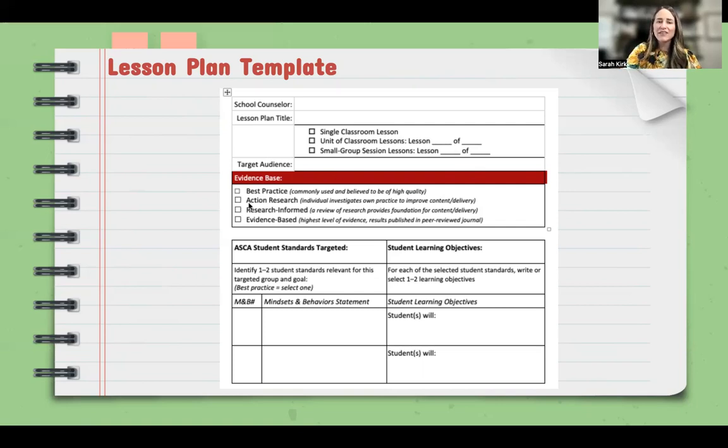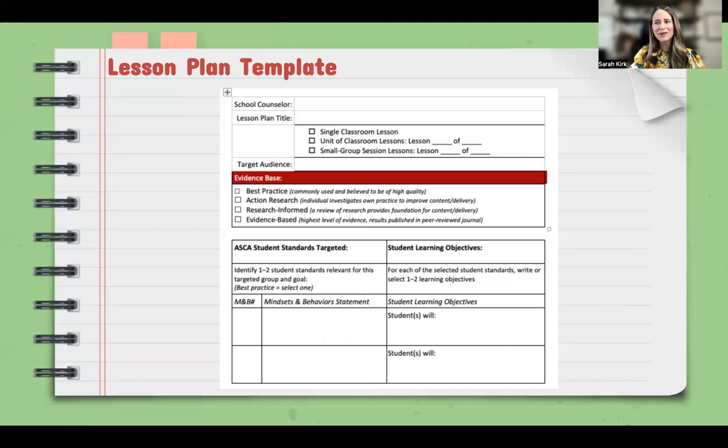Then we're going to identify the evidence base. So hopefully we're using a research-based or evidence-based curriculum, but if not, select what we are using. Then ideally, we're aligning this with those ASCA student standards. Remember, we talked about that already. So what student standards is this small group targeting? So if my small group is an academic instructional small group on goal setting, I'm going to select the mindset and behavior statement that goes along with goal setting, right? Hopefully, I also have some learning objectives that I can list. If that's new to you, if you're not sure how to write those, just skip that part for now.